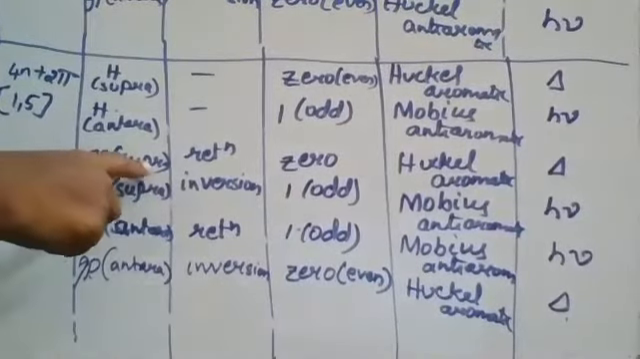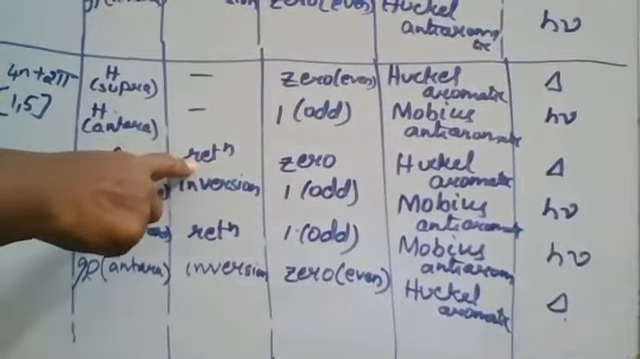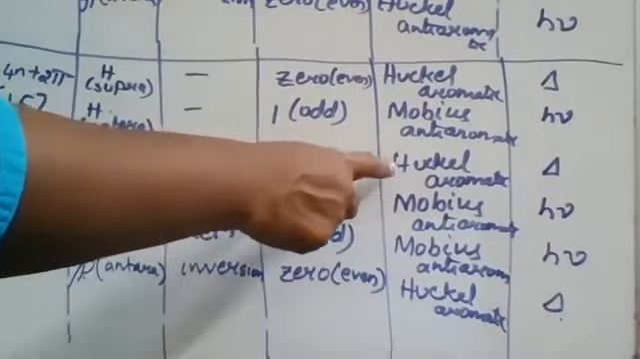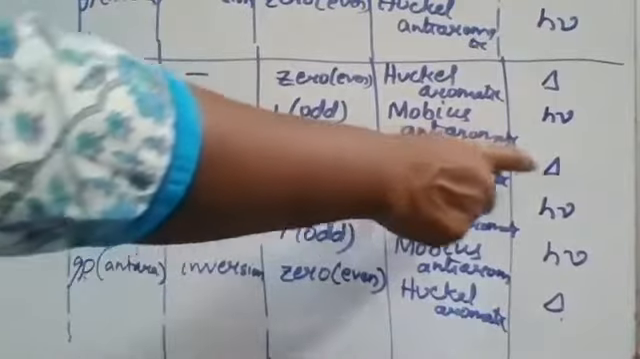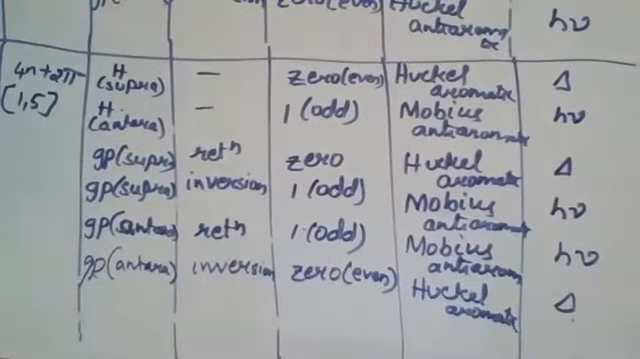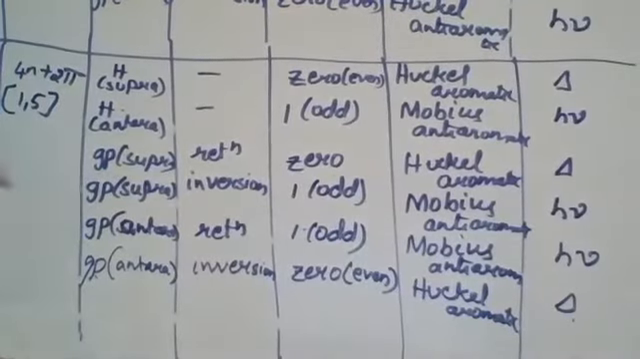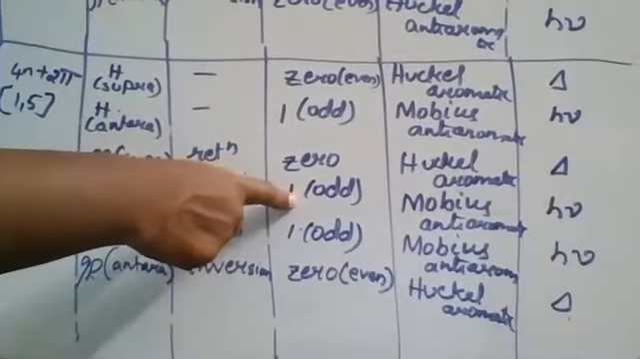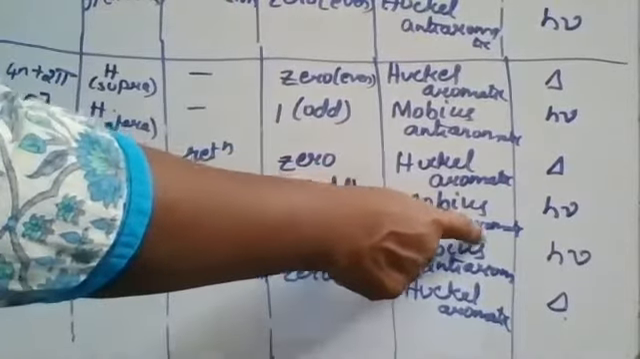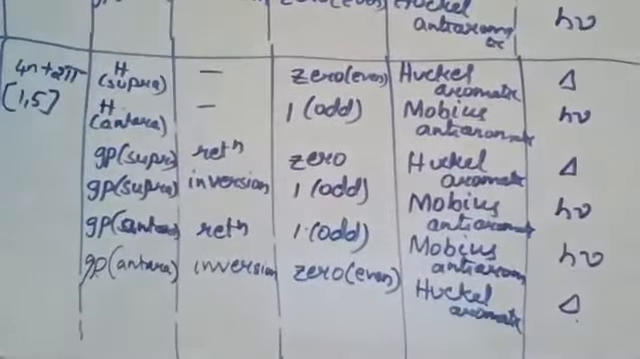Group migration suprafacially with retention of configuration involves 0 nodes in the transition state, hence classified as a Huckel aromatic transition state, hence thermally allowed. Group migration suprafacially with inversion of configuration involves odd number of nodes. It is a Mobius anti-aromatic transition state, hence photochemically allowed.